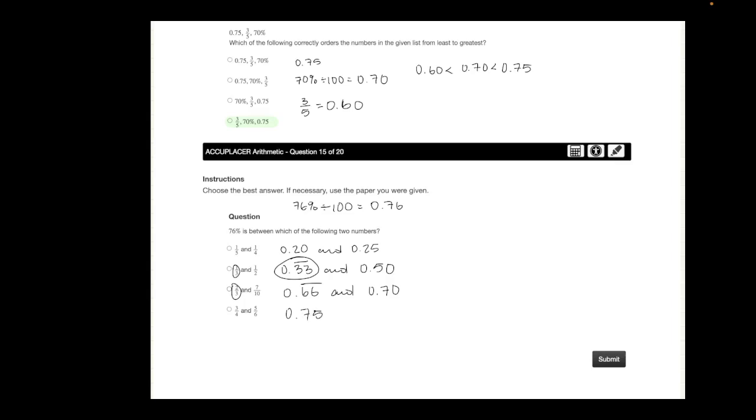And then 5/6 is going to be 0.83 repeating. Okay, so our original number, let's do a different color. The 0.76 is between 0.75 and 0.83. So our final answer is 3/4 and 5/6.